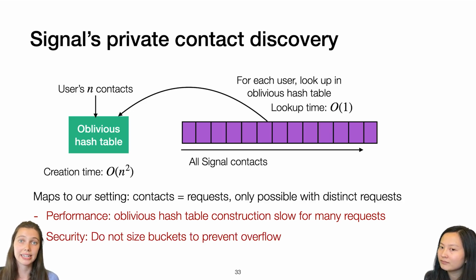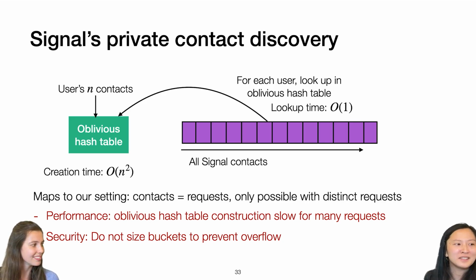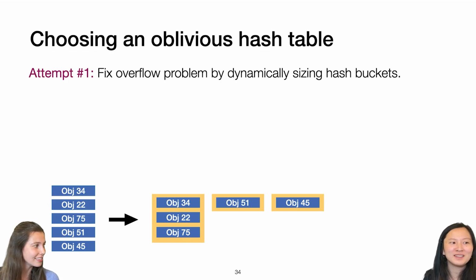Also, for security, Signal doesn't size these buckets in order to prevent overflow with negligible probability in the security parameter. This is problematic for proving security formally. Well, to solve this security issue, we could maybe dynamically size our hash buckets.